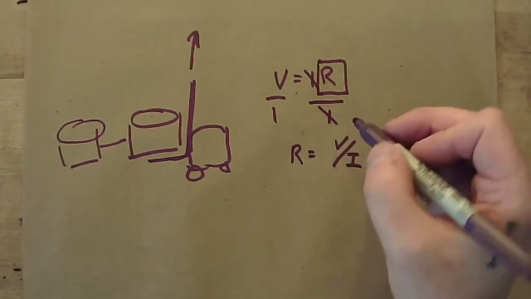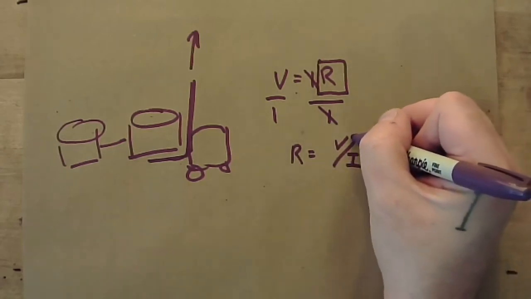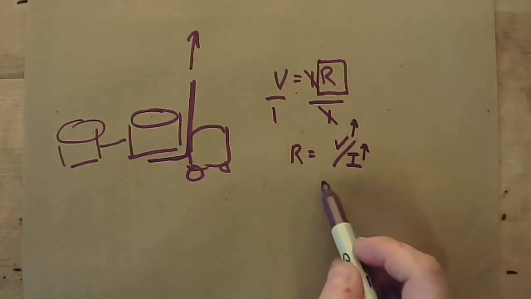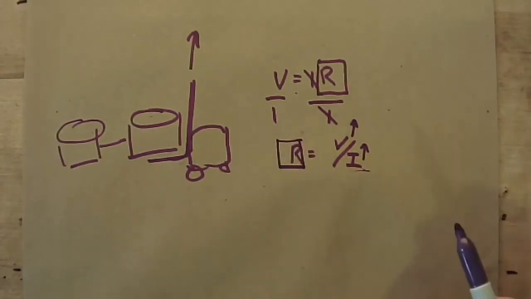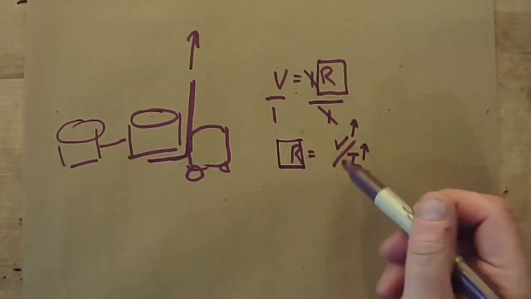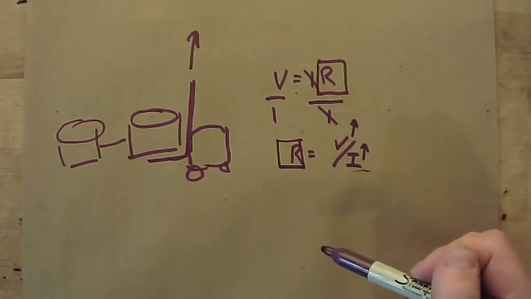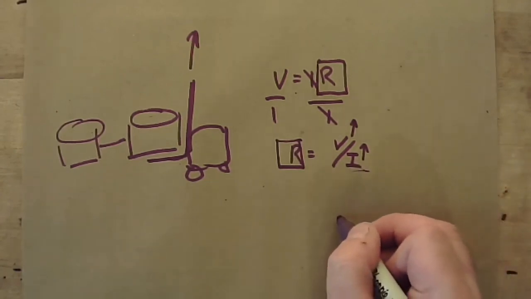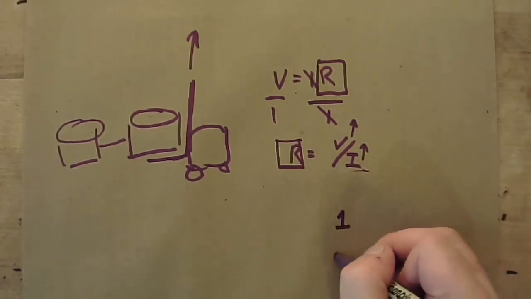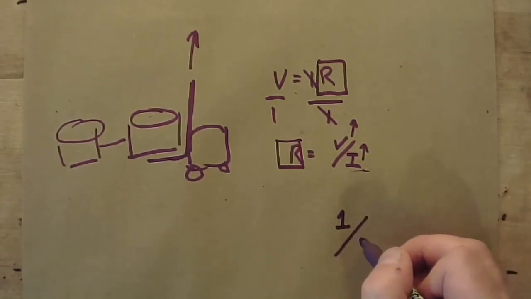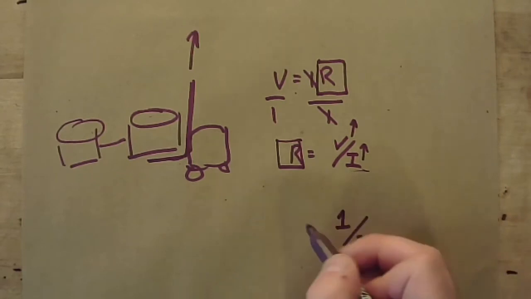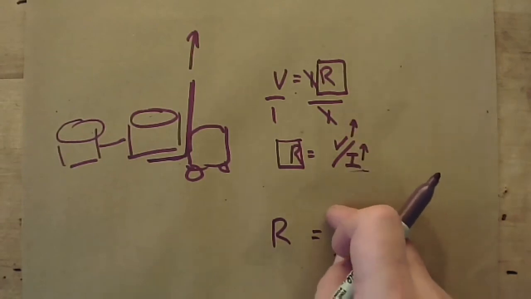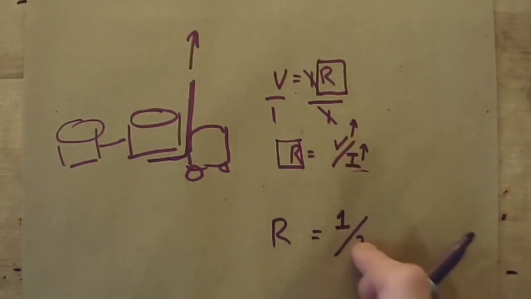So now, if our voltage increases, so must our current in order for resistance to stay the same. Let's throw some dummy numbers in here just to see that happen. If our voltage starts out at 1 volt and our current starts out at 2 amps, that means R equals 1/2.